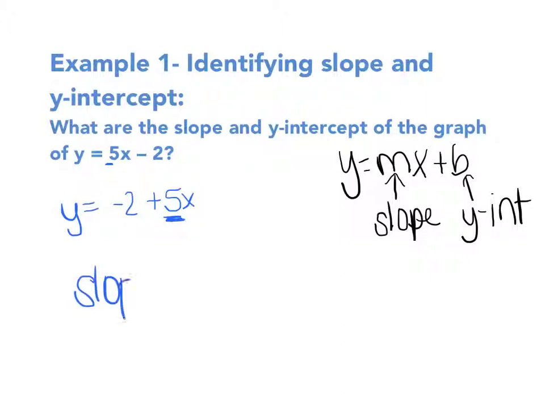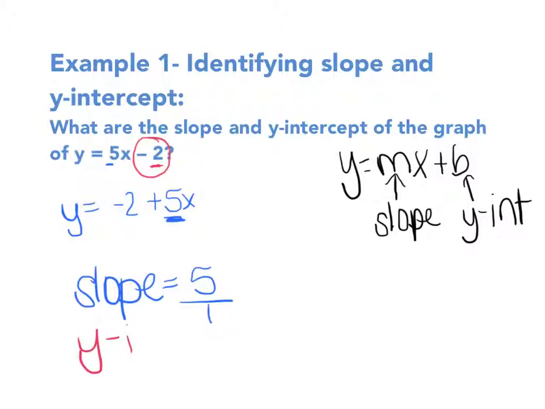So my slope is 5, just 5, or 5 over 1. We know that invisible 1 is always there. It's the same thing. And I know that my y-intercept is not just 2, but negative 2, because the formula has a positive. So if this is a minus 2, that means the y-intercept has to be negative 2. And that's all we're doing for that equation. This y-intercept means that the line is going to cross the y-axis at negative 2. So the point will be (0, negative 2).